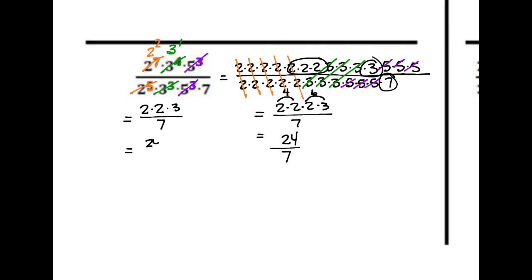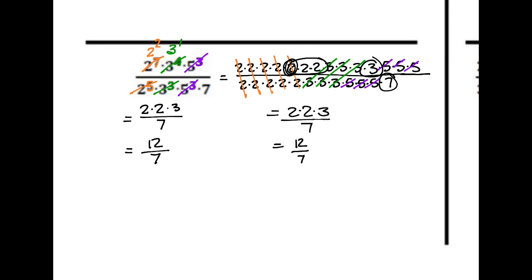okay, 24. I lied, isn't it? I made a mistake. I'll fix it. 12 over 7. And you probably figured out where the mistake was. Right here, I circled that 2 that I shouldn't have circled, right? It was crossed out. So let me fix that one. Okay, so we really only have 2 2s and a 3. So 2 times 2 is 4 times 3 is 12 sevenths. Okay.